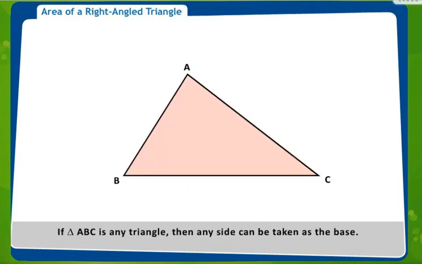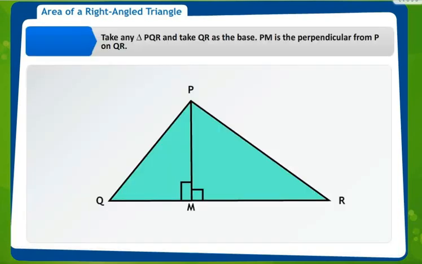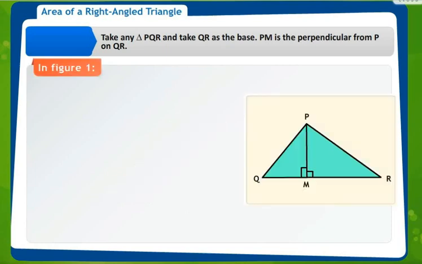Base is the place where the right angle triangle is kept. If it is any triangle ABC, then any side can be taken as base. Then the measure of the perpendicular on the base from the apex opposite to it is the height of the triangle. Take any triangle PQR and take QR as the base. PM is the perpendicular from P on QR. Now in the figure you can see point M is in segment QR.